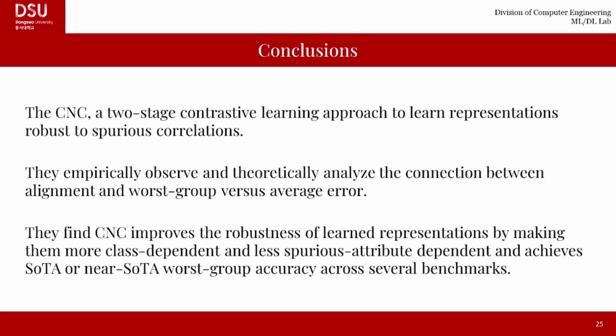So last, the conclusion. Basically, yeah, CNC is a two-stage contrastive learning approach to learn representations robust to spurious correlation. They empirically observe the theoretical analysis, the connection between the alignment and the worst group average error, and they find CNC improves robust learning of representations by making them less class dependent and less spurious attribute dependent, and achieves SOTA and near SOTA worst group accuracy on several benchmarks. So basically, this is the main key idea about this paper.